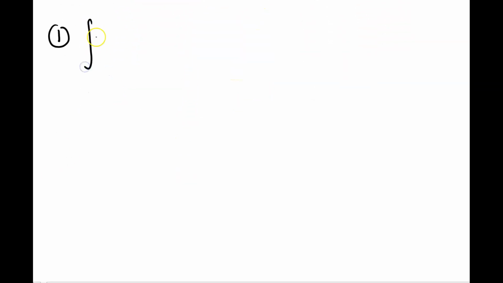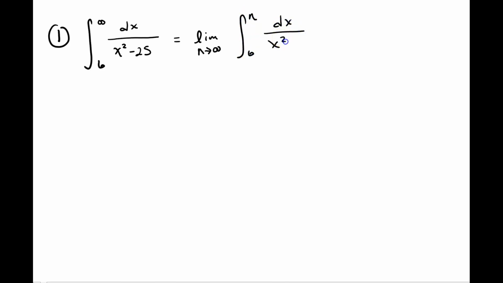Let's say that we have the integral from, let's say, 6 to infinity. It could be any number, but 6 to infinity in this case. And we're going to have dx over x squared minus 25. So the first thing I'm going to do is rewrite this using my limit notation. I'm going to say this is just the limit as n goes to infinity of the integral from 6 to n of dx over x squared minus 25.